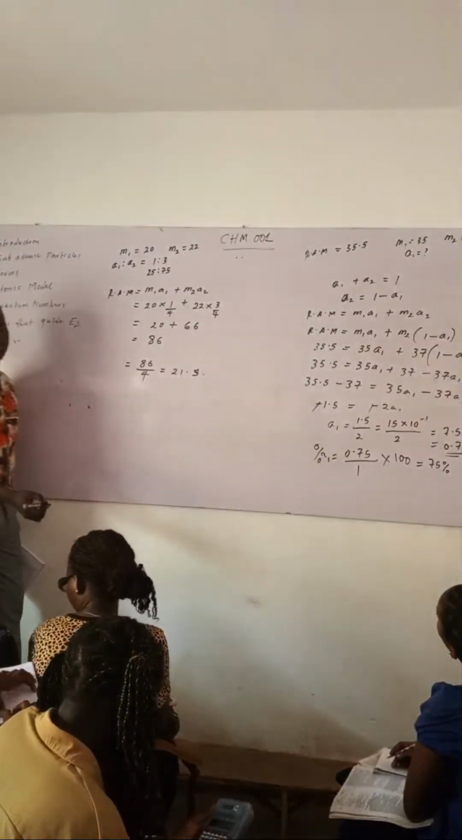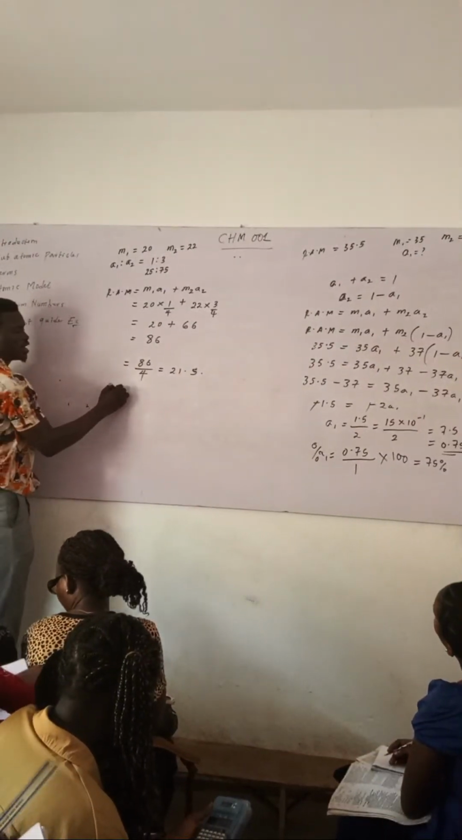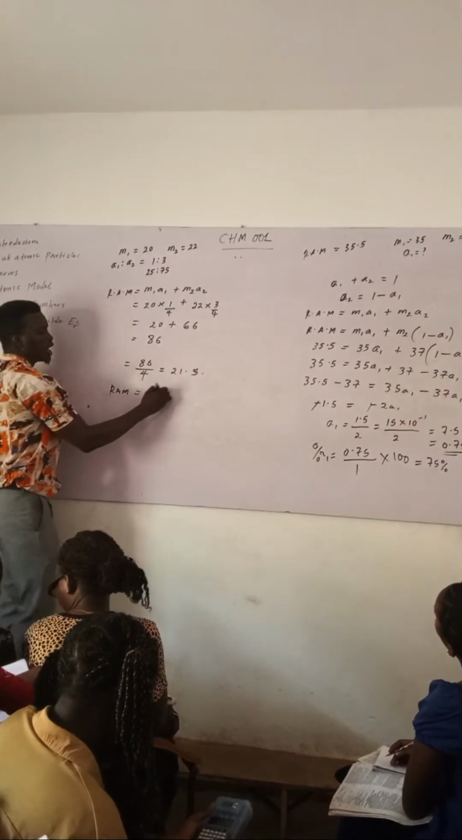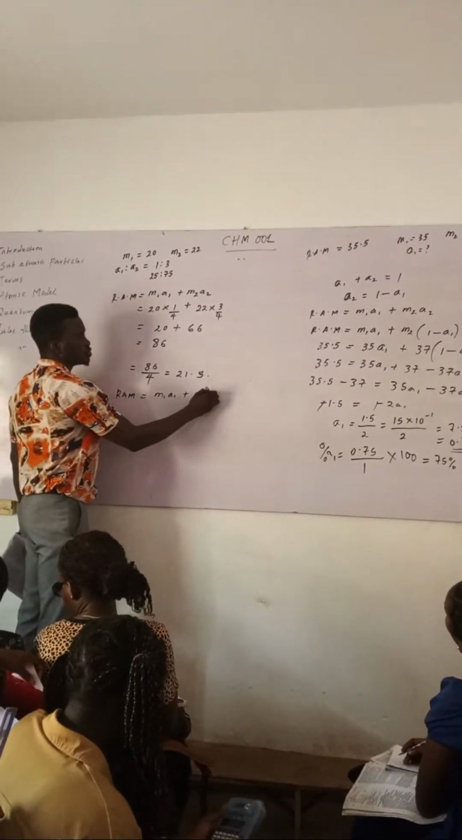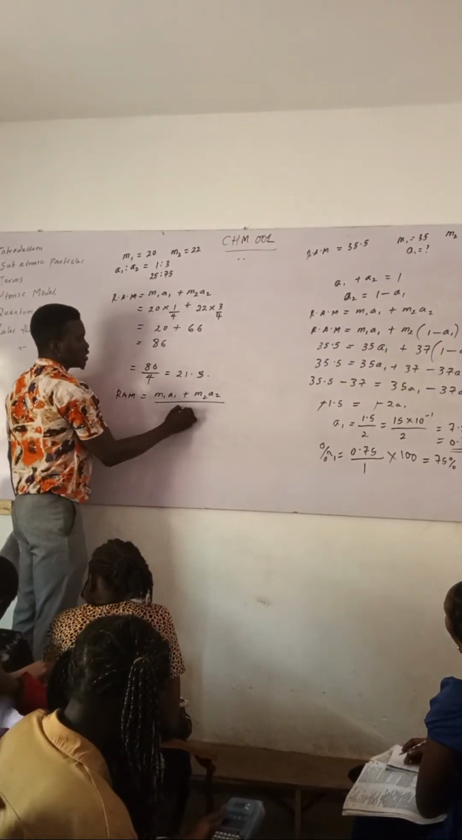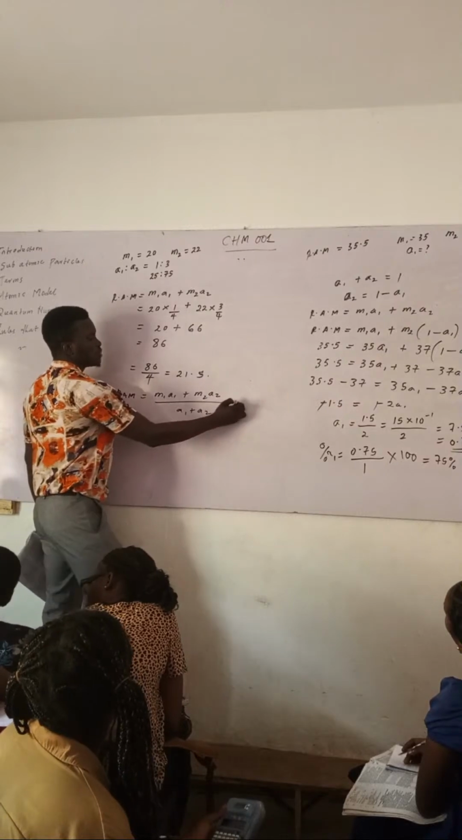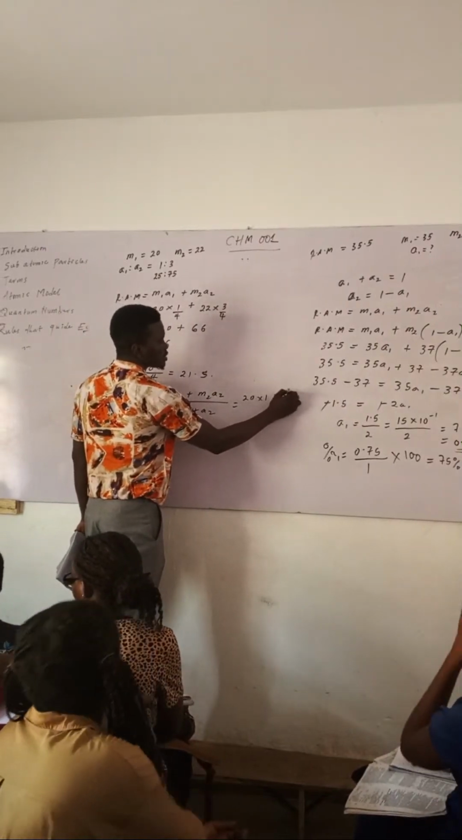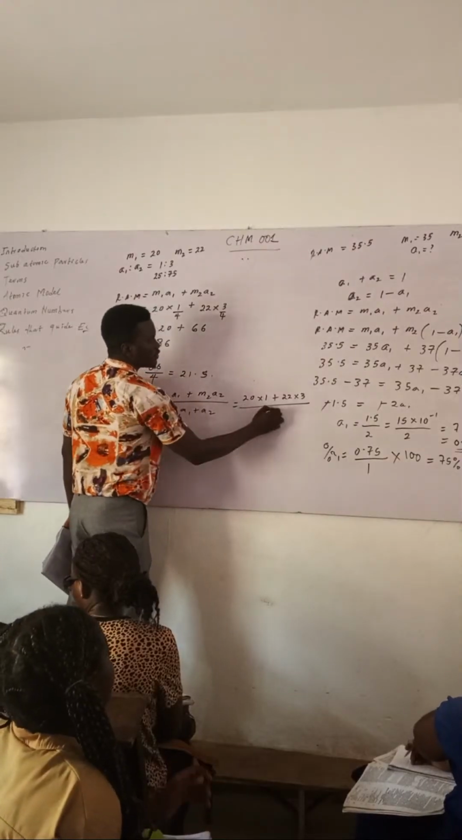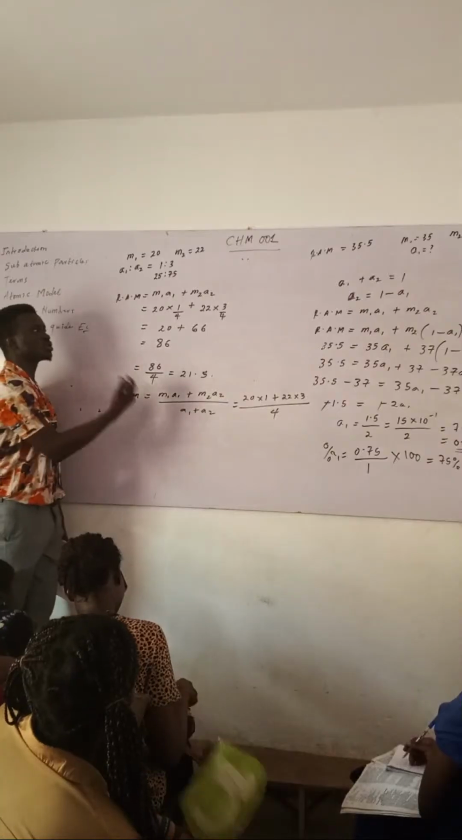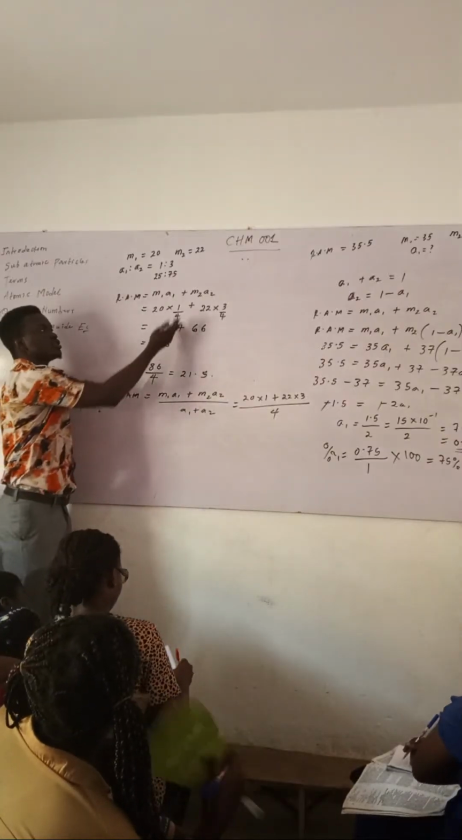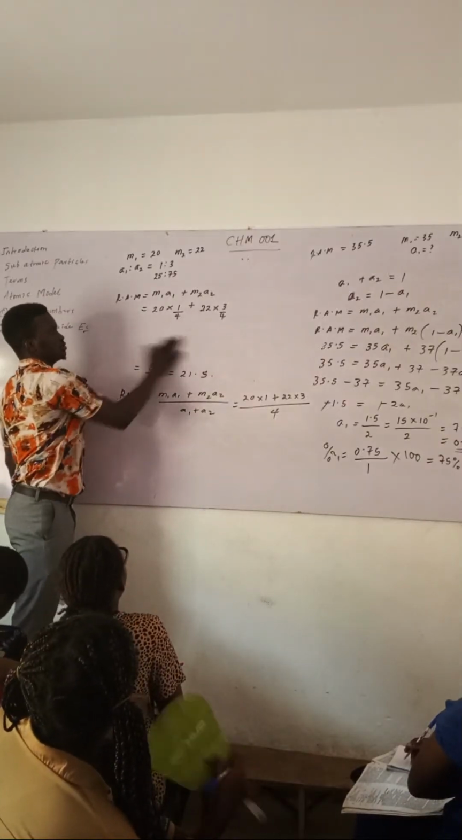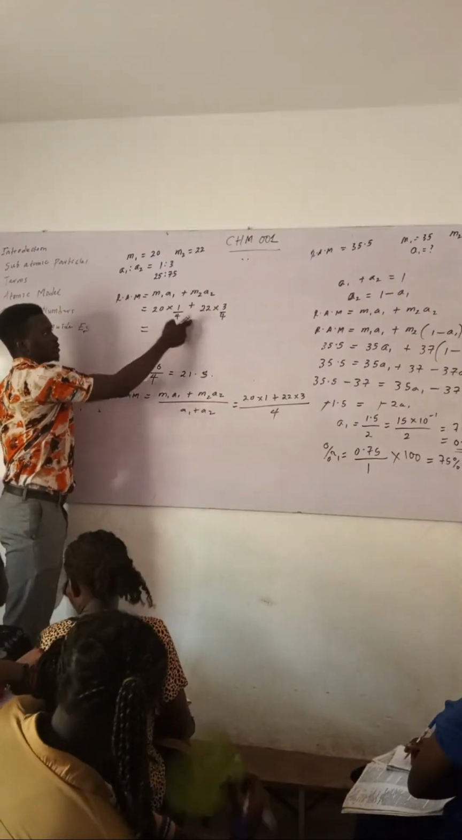Don't be confused though, this is what I did. RAM is equal to M1A1 plus M2A2 over A1 plus A2. My M1 is 20 times 1 plus 22 times 3, all divided by 4. So that's what we did. Or you could have just carried your fractions along. So you can solve this one.